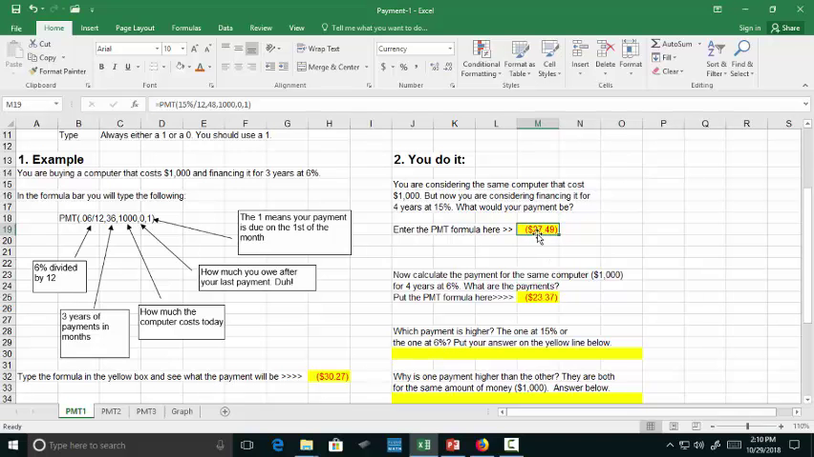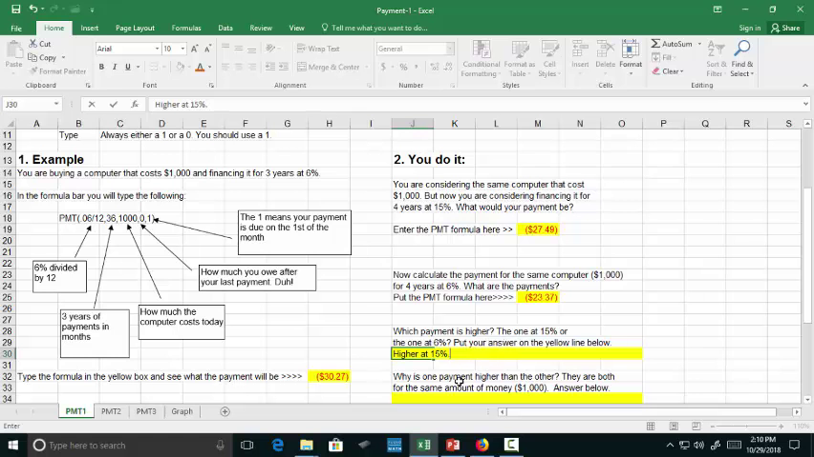Now look, the payment at 15% is $27, the payment at 6% is $23. So which payment is higher? According to our calculations, of course, at 6% it is lower, and at 15% it is higher. So the answer here will be, it will be higher at 15%.